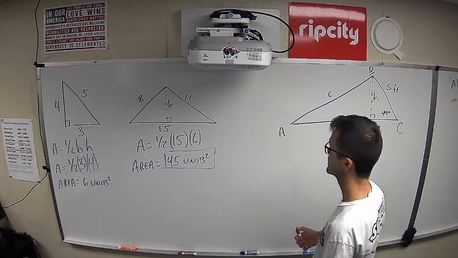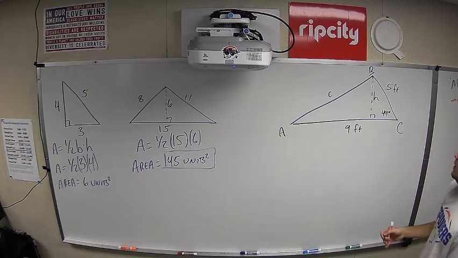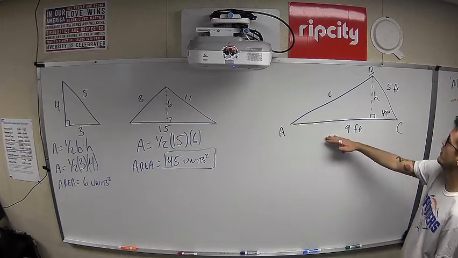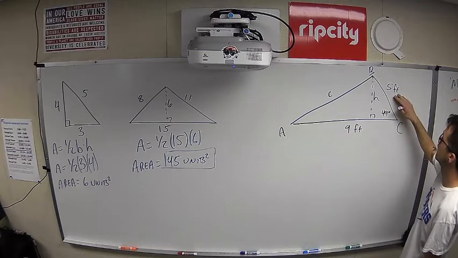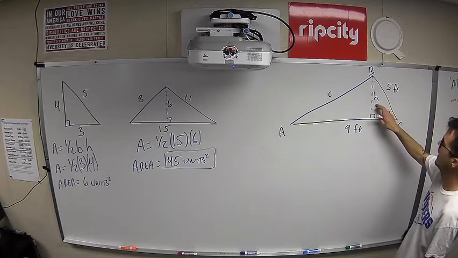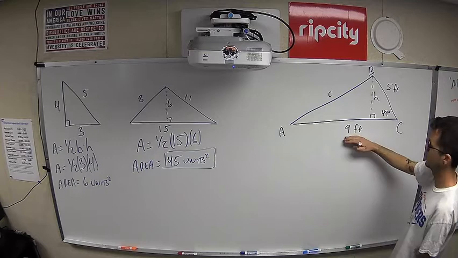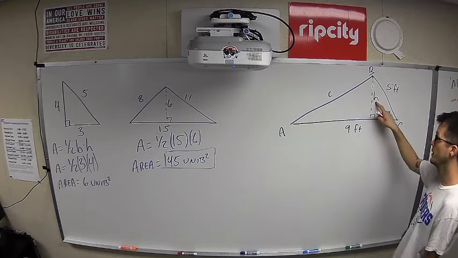Okay, here's where things get a little tricky. This should be the new stuff. Say you have a triangle that looks like this. Triangle ABC, you have a base here of 9 feet. You have one of the side lengths of 5 feet. You have an angle measure, but you don't have the height. We want to do 1/2 times base times height. So it's 1/2 times 9 times whatever h ends up being.